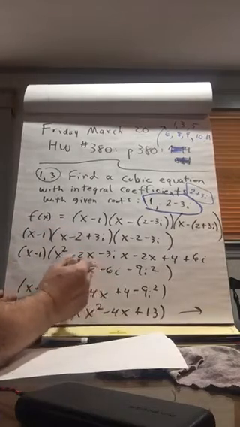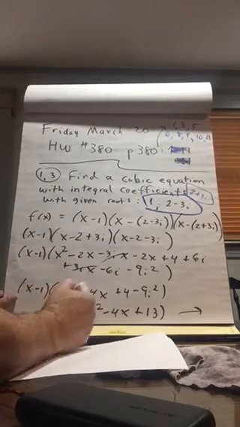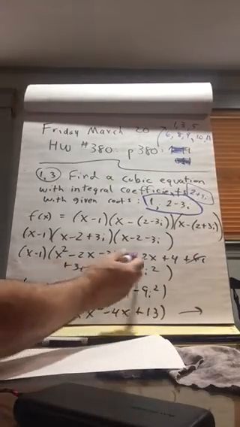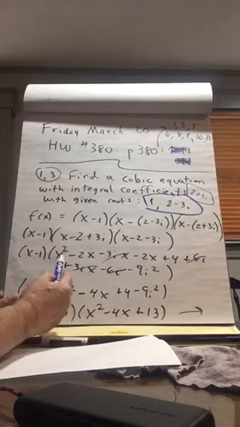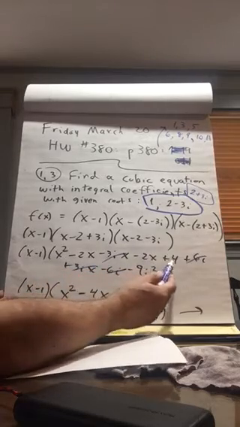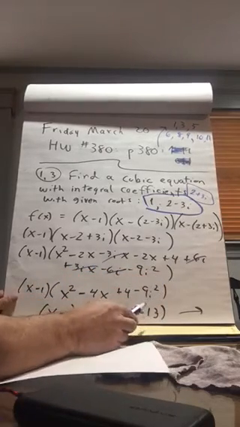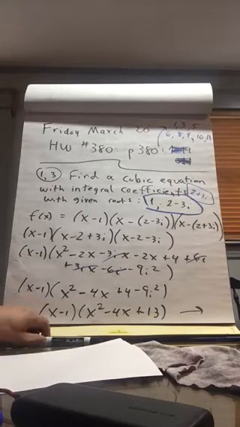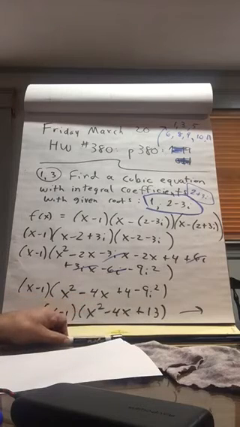The 3ix and the negative 3ix cancel. The negative 6i and the positive 6i cancel. Negative 2x and negative 2x is negative 4x. We have x squared. Then we have 4 minus 9i squared. And of course, negative 9i squared is negative 9 times negative 1, so that's positive 9, plus 4 is 13.